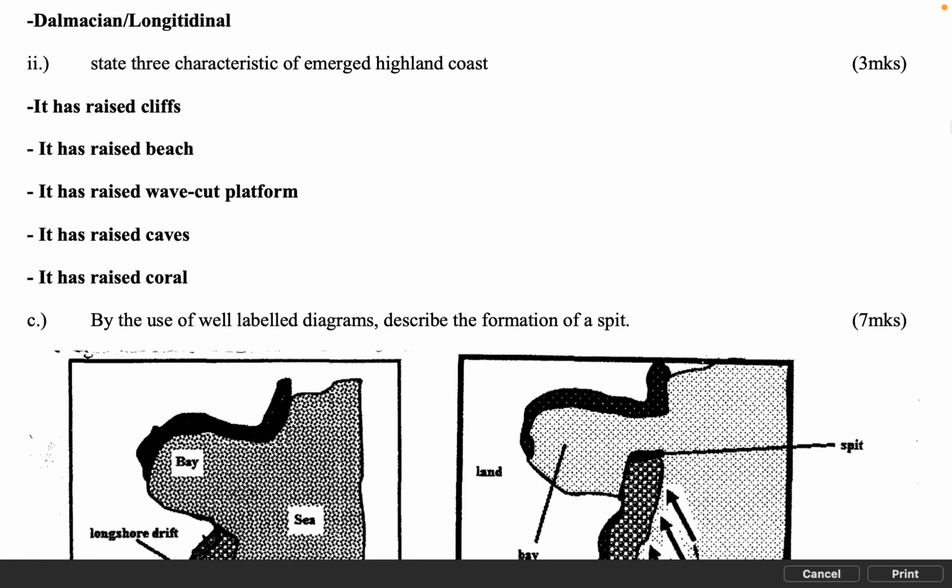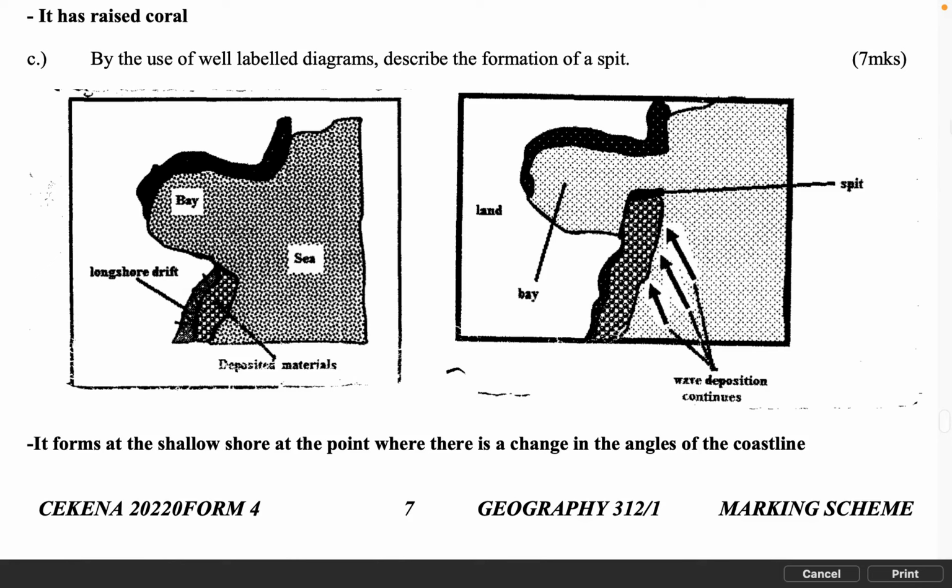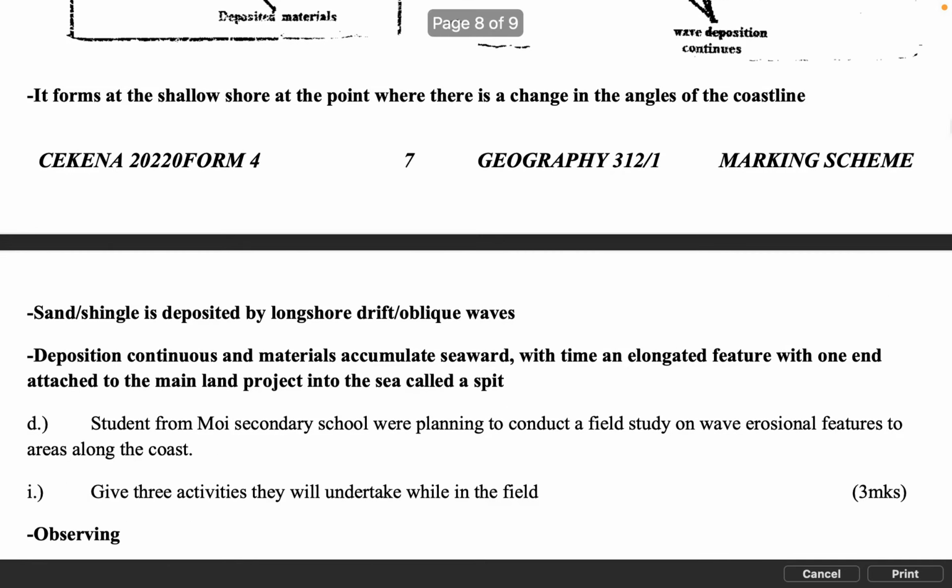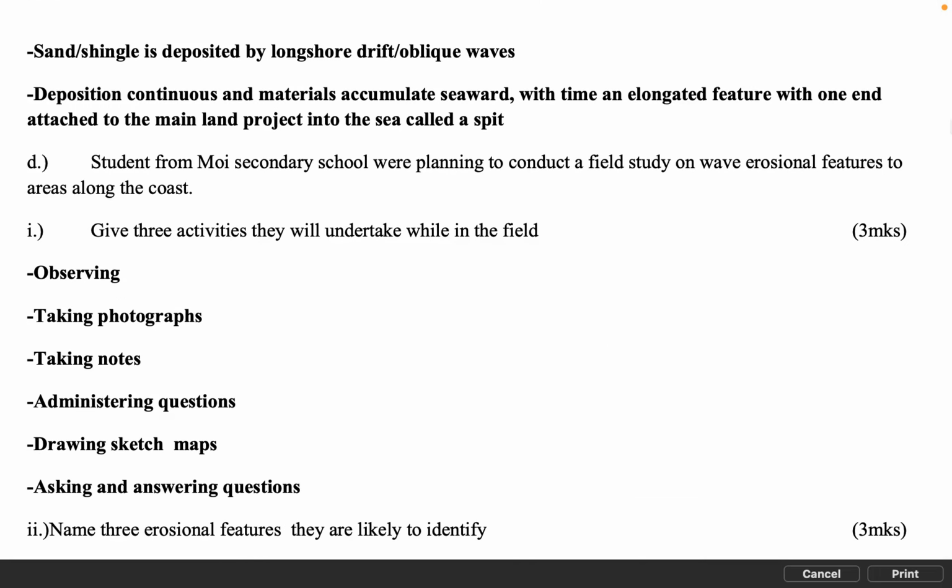C. By the use of well-labeled diagrams, describe the formation of a spit. 7 marks. It forms at the shallow shore at the point where there is a change in the angle of the coastline. Sand and shingle are deposited by longshore drift, oblique waves. Deposition is continuous and materials accumulate seaward; with time an elongated feature with one end attached to the mainland projects into the sea, called a spit.